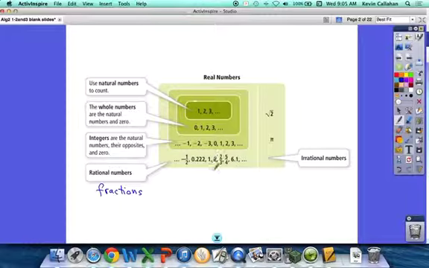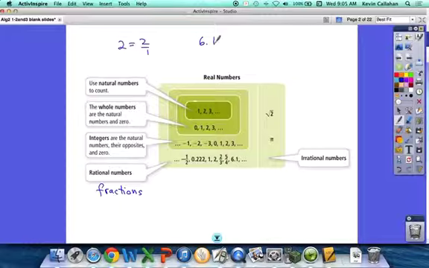Can you write 2 as a fraction? How could you do that? Just put it over 1. So 2 is 2 over 1. As long as you can write it as a fraction, it's a rational number. When it comes to decimals, I think this is a 6.1 on this list. 6.1 as a decimal is 6 1/10. That is a rational number.